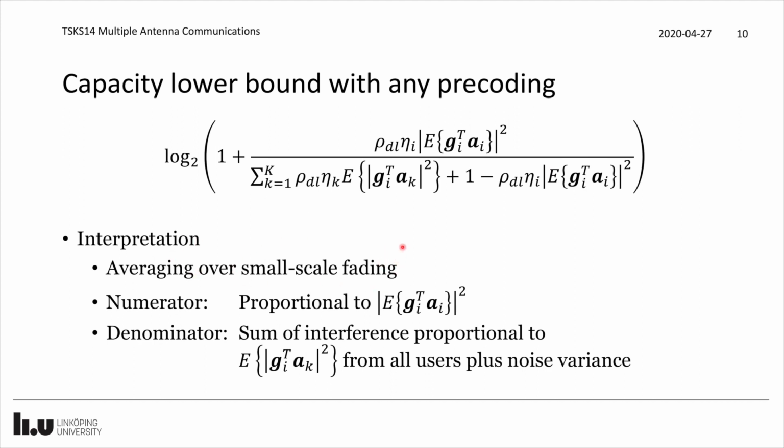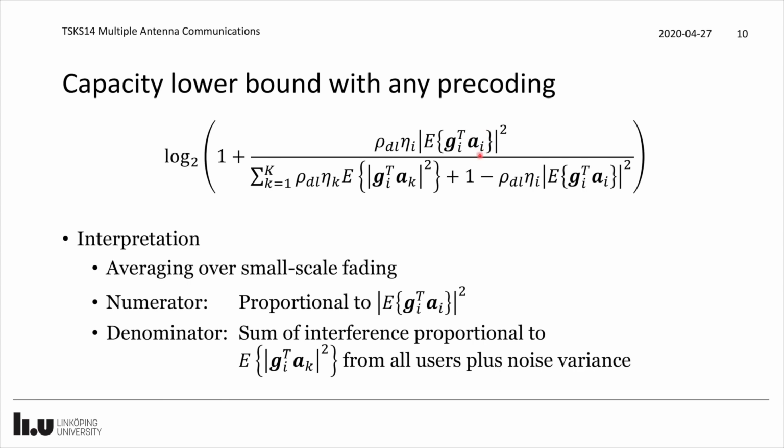In the numerator, we get something that is proportional to the absolute value square of this channel part that we know, which is constant. And in the denominator, we get the sum of interference from all the users, the noise term, and then the subtraction of the part from the user of interest. So this is a capacity lower bound that we can use for any choice of precoding vectors A_I.